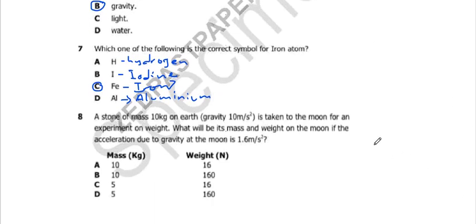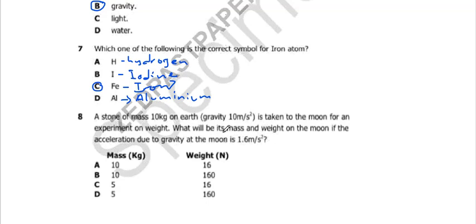Question number 8. A stone of mass 10 kilograms on Earth, gravity 10 meters per second squared, is taken to the moon for an experiment on weight. What will be its mass and weight on the moon if the acceleration due to gravity at the moon is 1.6 meters per second squared?